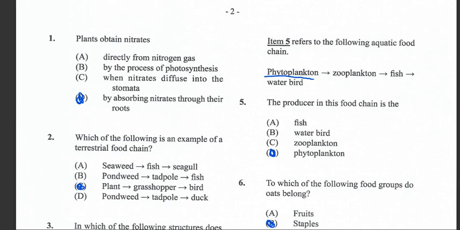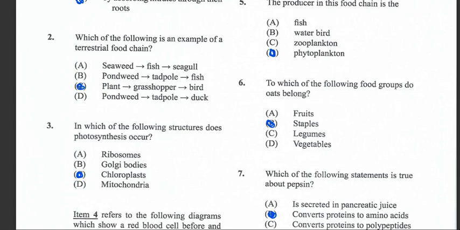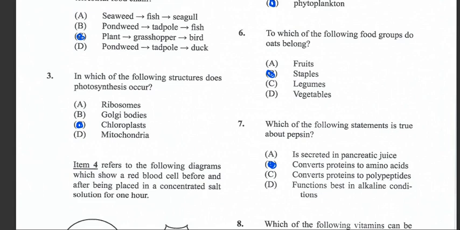Moving along to number 6, and it's pretty easy, guys. All you need to do is memorize the questions and the answers, as the majority of these questions will be repeated, and it's very simple. Number 6 says to which of the following food groups do oats belong. We know that oats belong to the staples group. It's not vegetables, not fruits, not legumes, it's staples. So the answer here would be B for number 6.